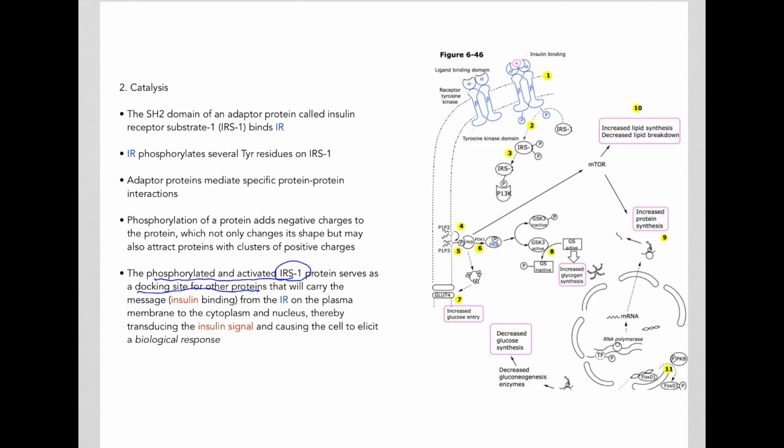attract many other proteins, and in this way the message, which is the insulin binding, the message from the insulin receptor due to insulin binding on the plasma membrane, will be then sent to the cytoplasm and nucleus by these various proteins that we'll talk about in a few seconds. And in this way, the insulin signal is transduced into some sort of biological response. So let's look at what happens next.